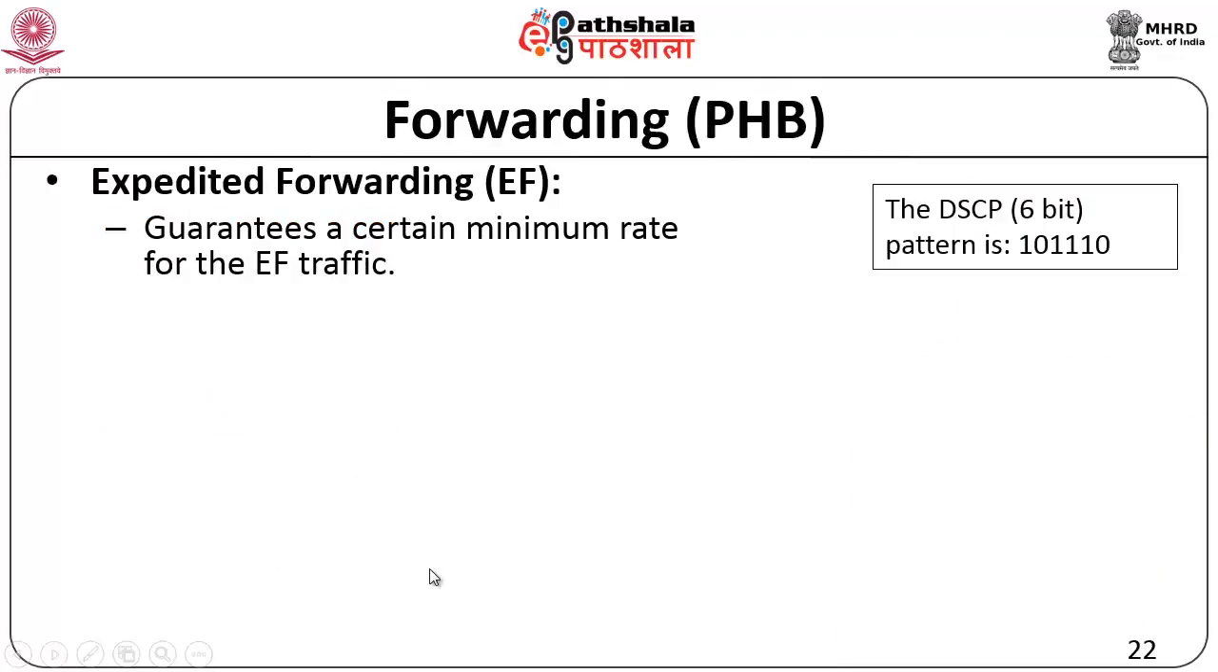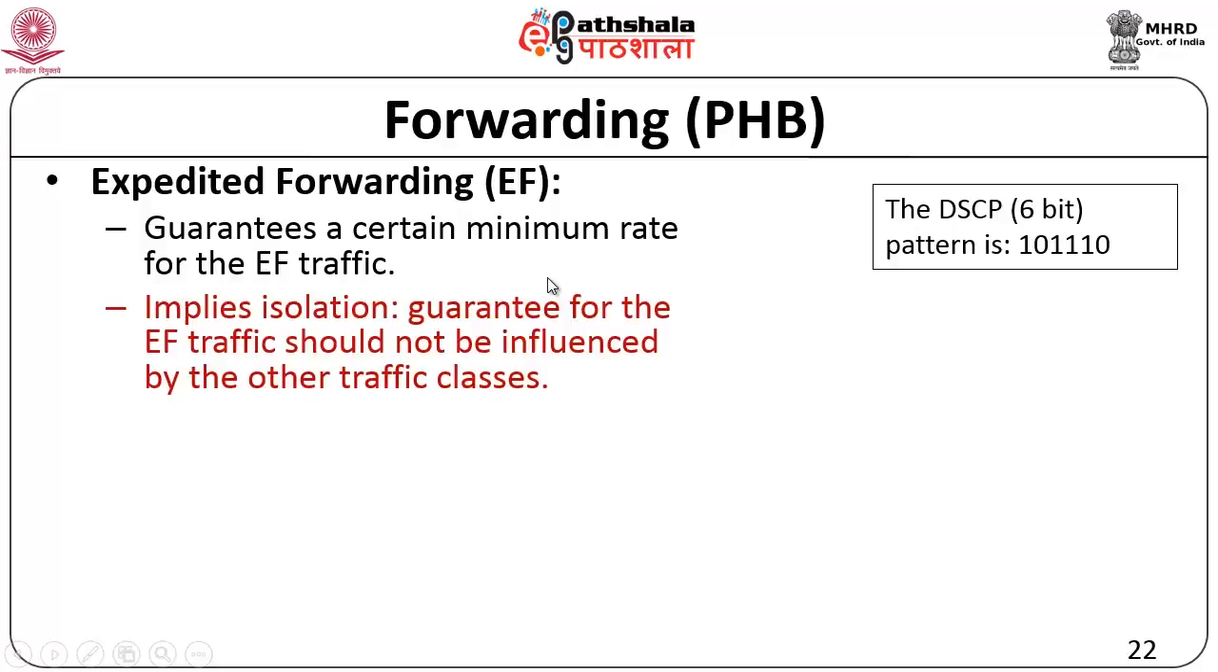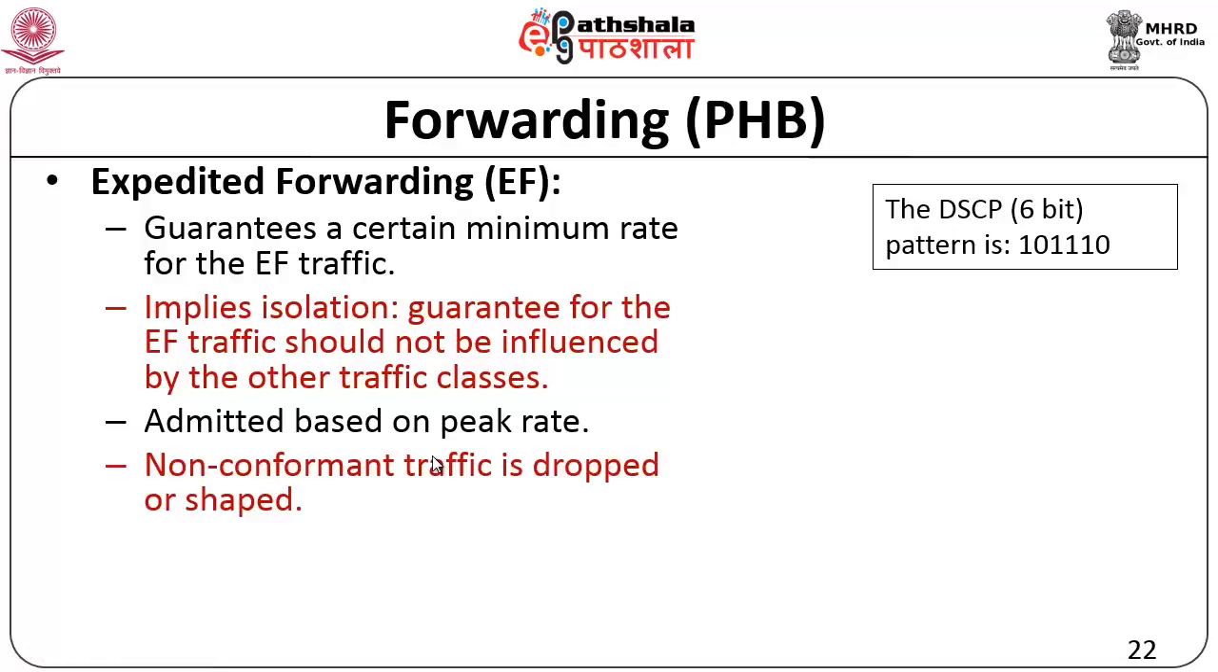So, if you look at expedited forwarding, let us look at this in a little more detail. We said it guarantees a certain minimum rate for the EF traffic, which also implies isolation, which is that when you make a guarantee for the EF traffic, it should not be influenced by the other traffic classes that are there. So, it is admitted based on peak rate. EF traffic has been admitted at the edge based on peak rate. Non-conformant traffic is either dropped or shaped. So, this is what will happen at the edge for expedited forwarding traffic.